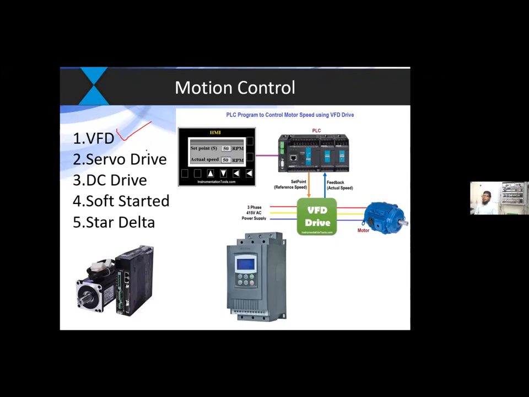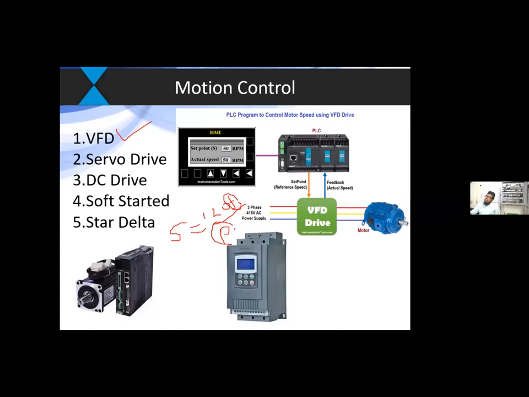VFD is the most popular item used in the industry to control the speed of a motor. VFD is variable frequency drive. So what is inside the VFD? You know a formula, S is equal to 120 f by p. Those who are from an electrical background all know this formula. What is S? It is the synchronous speed of the motor. And what is f? f is the frequency.